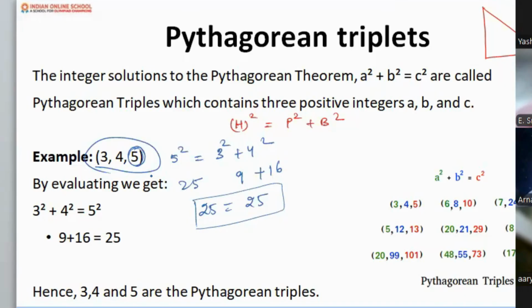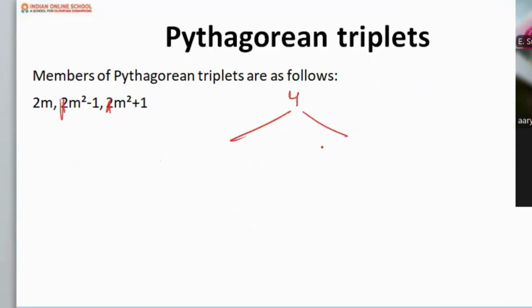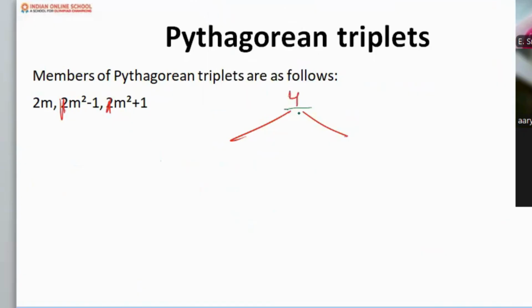Now the question is, if out of these three numbers I have only one number, which is 4, how am I supposed to figure out the other two numbers of this Pythagorean triplet? How can I do that? 3 and 5, yeah, that you know, but if you know only 4, then how are you going to figure it out? We subtract one from one side and add one to the other side.